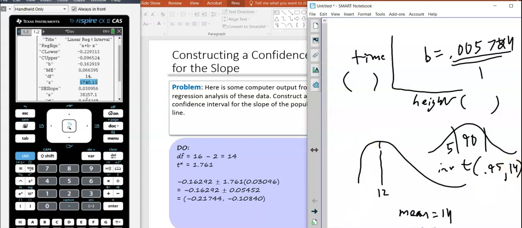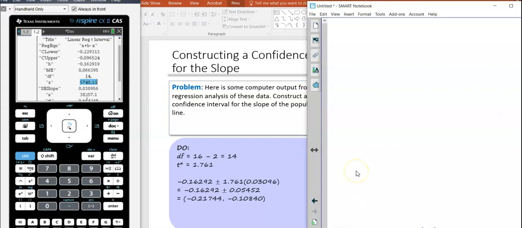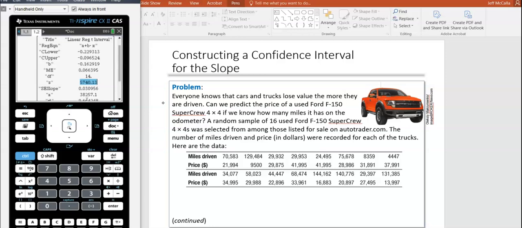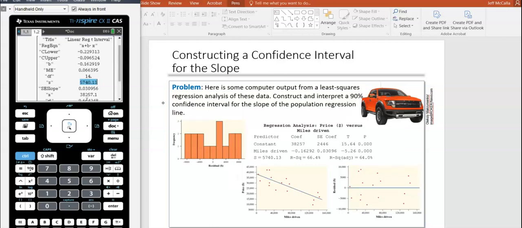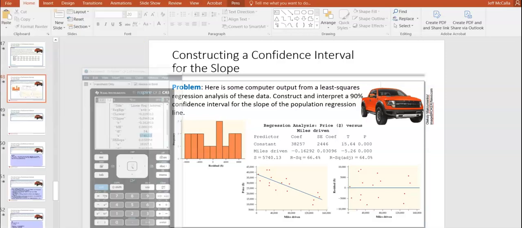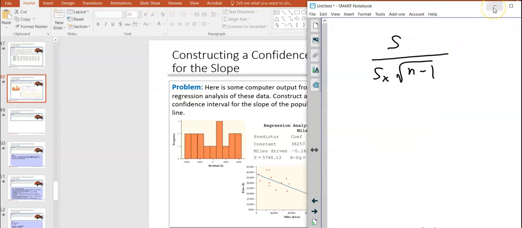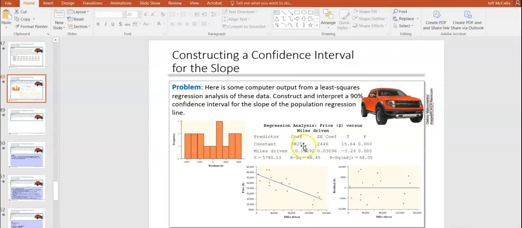To find that 0.03, you would take the formula, which is s over the standard deviation of the sample times the square root of n minus 1. We'd have to go back and look at what those values are. Usually we don't have to do that formula. Usually we can get it from the chart they give us. They're going to give us computer output.